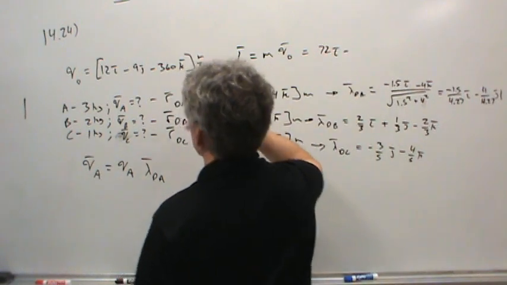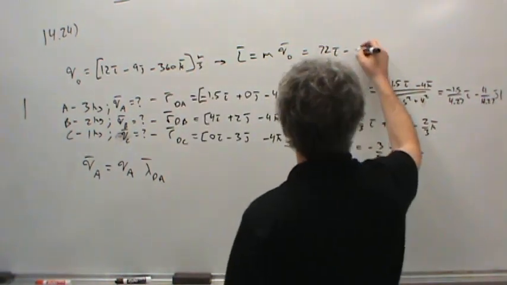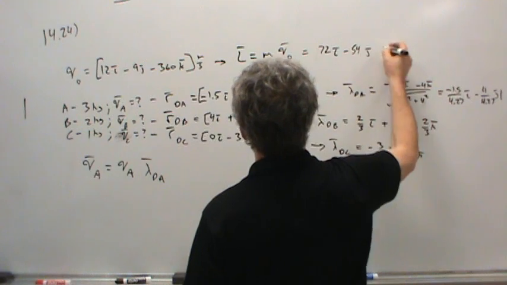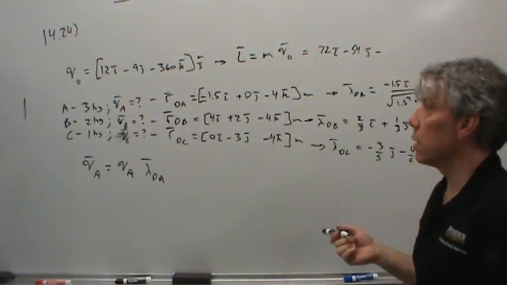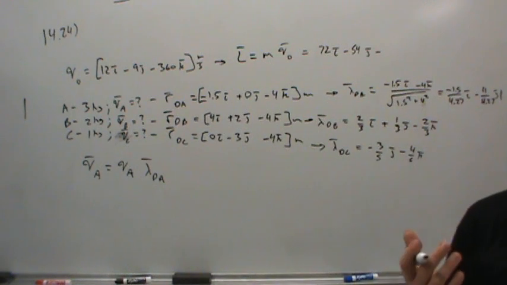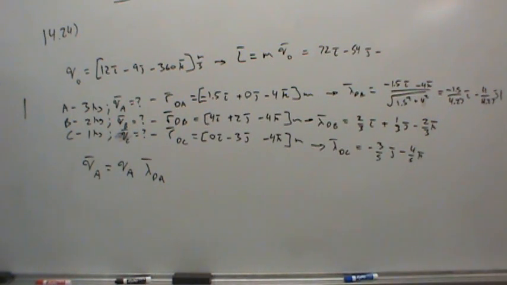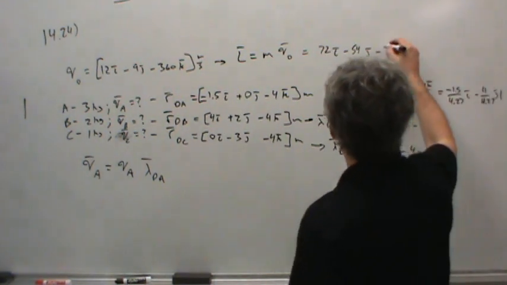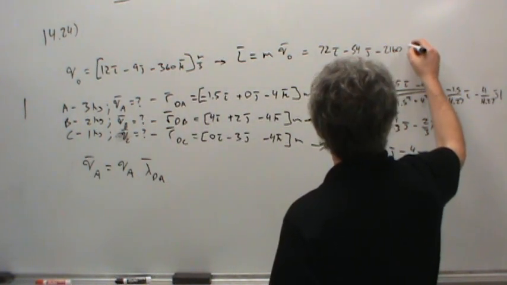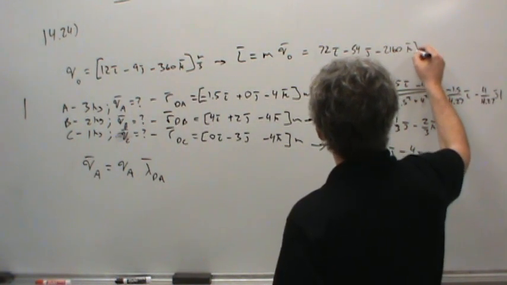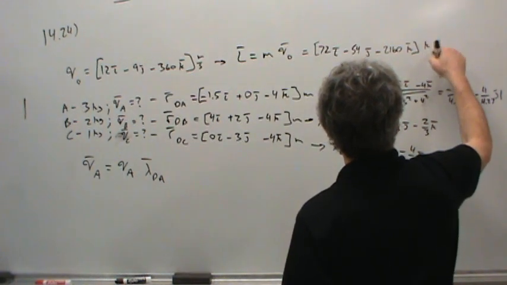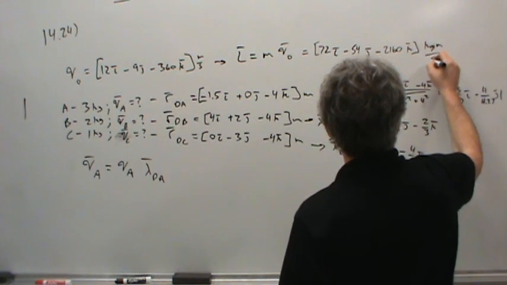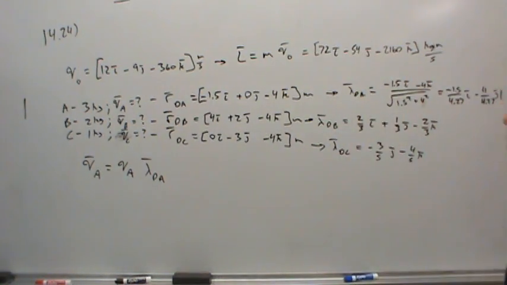72i minus 6 nines are what, 54? And I need 6 times 360. I don't know what that is off the top of my head. Anybody know? 2160. How much? 2160. And the units of this would be kilograms, meters per second. So there's the linear momentum.